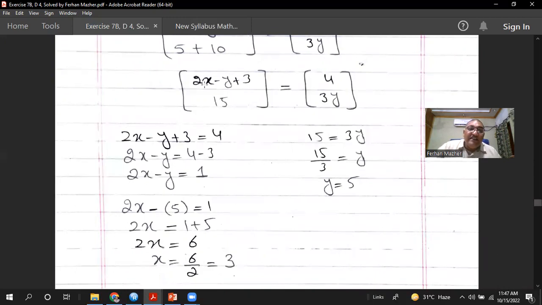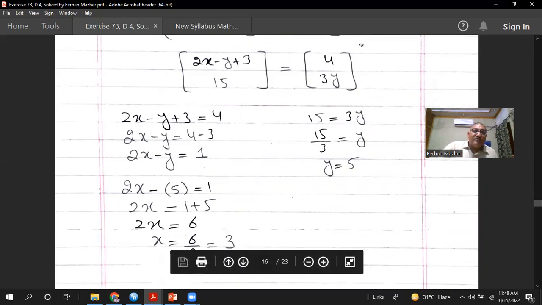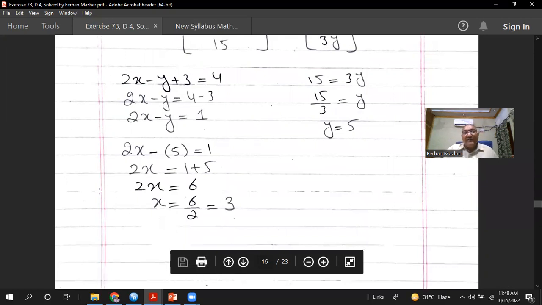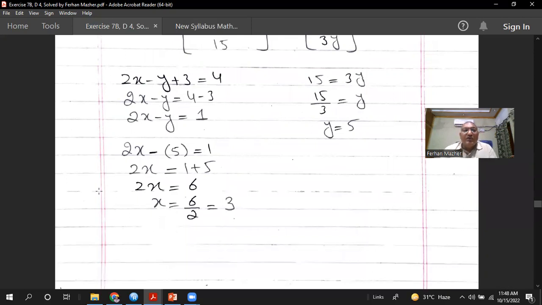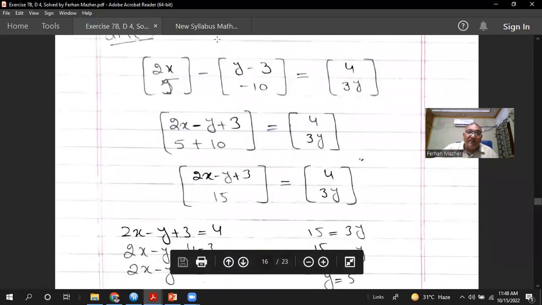Now we will compare these two terms with each other. So 2x minus y plus 3 is equals to 4. So 2x minus y is equals to 4 minus 3. So 2x minus y equals to 1. So 2x is equals to, we have the value of the y, so that is 5. So 2x minus 5 is equals to 1. So 2x equals to 1 plus 5. 2x equals to 6. So x will be equals to 6 divided by 2. And that will be 3. Question number 14 is D part.